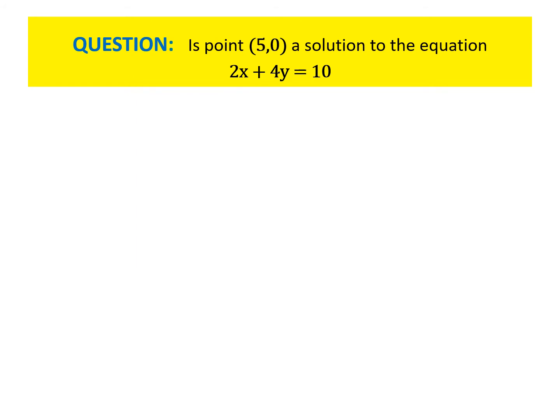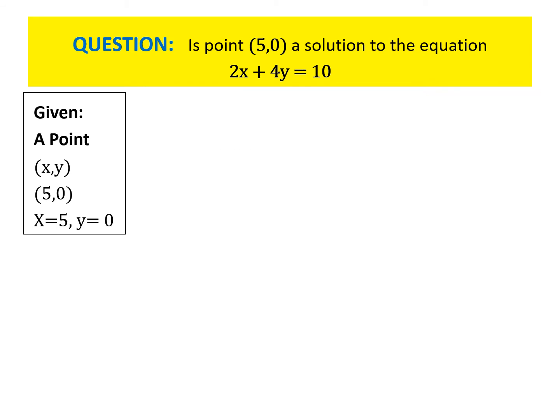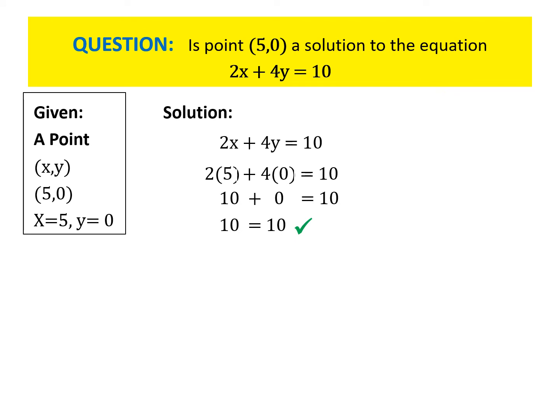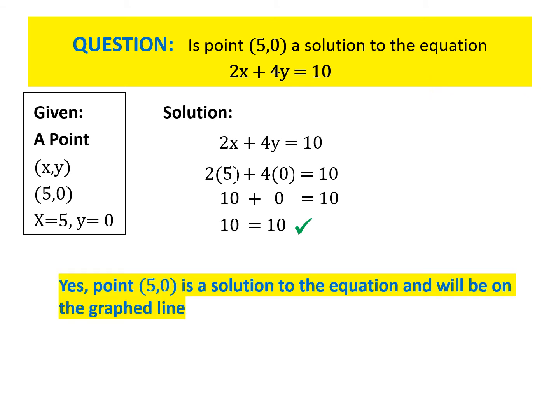The question here is: is point (5, 0) a solution to the same equation 2x + 4y = 10? Well, let's write down what's given. We have a point (x, y) = (5, 0). x is 5, y is 0. Let's go ahead and substitute them into the equation: 5 for the x, 0 for the y. You're going to get the answer of 10 equals 10, a true statement. Therefore, the point (5, 0) is a solution to the equation and will be on the graph line.